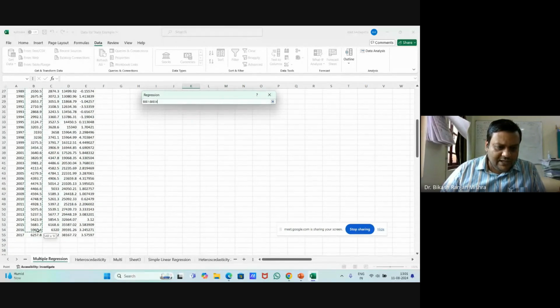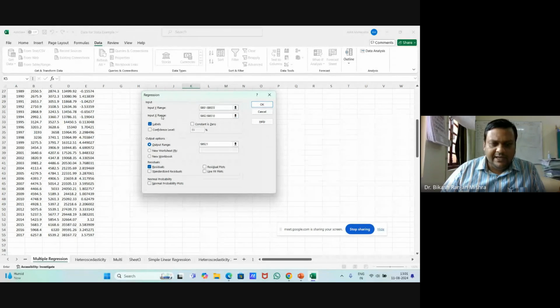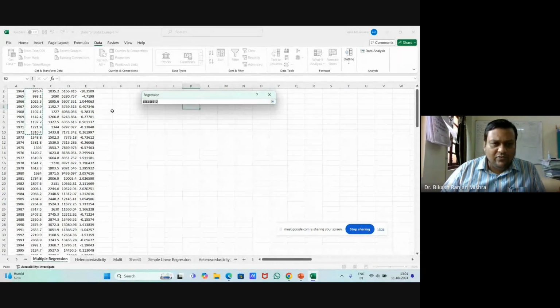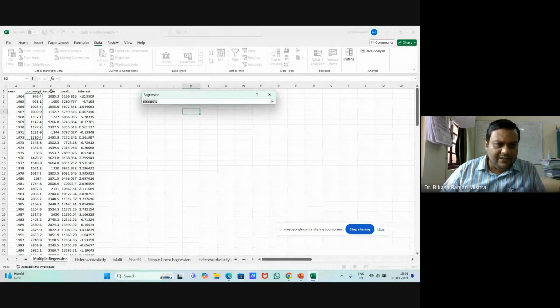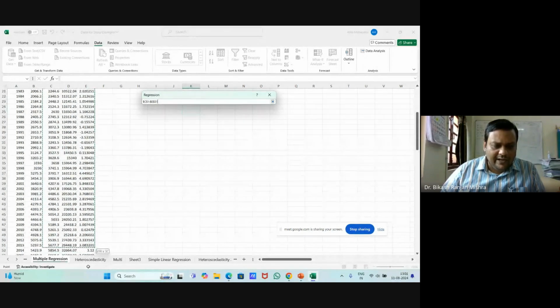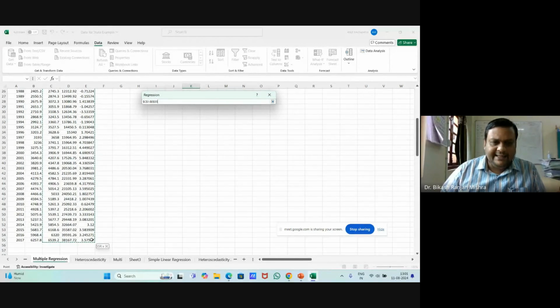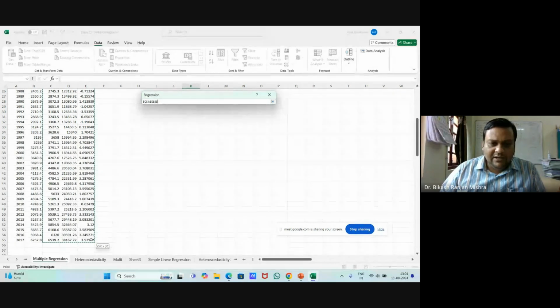So for consumption, select the consumption portion and go again to the window for regression, select the input range. Here, starting from income, wealth, and interest, instead of selecting only one variable, we now have to club them together and select them jointly. That is the procedural difference between simple regression and multiple regression.